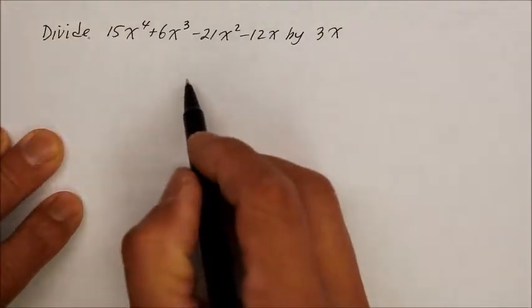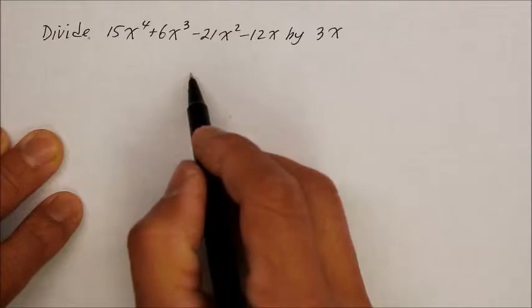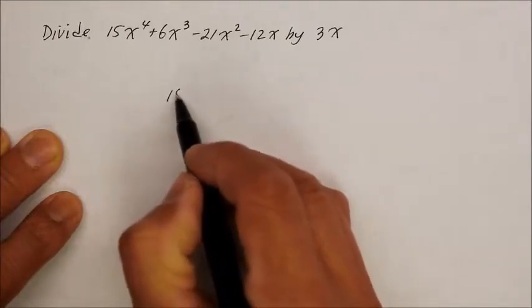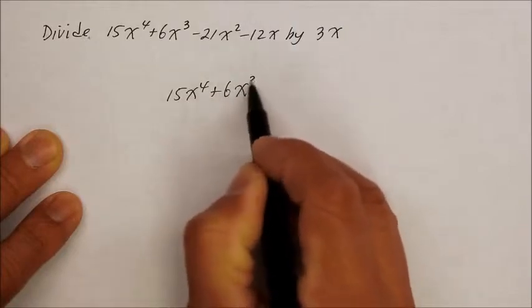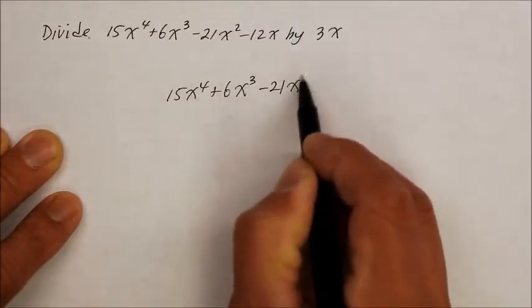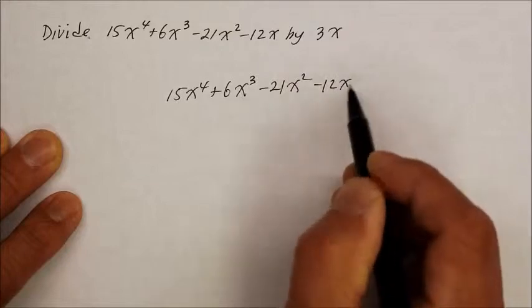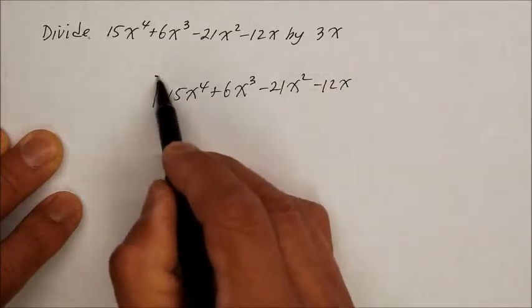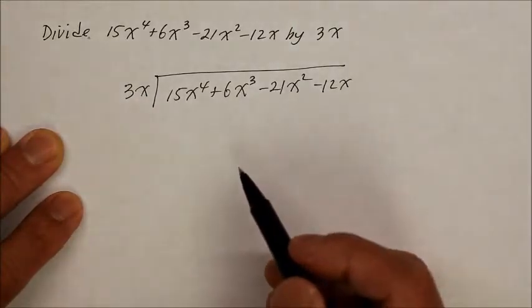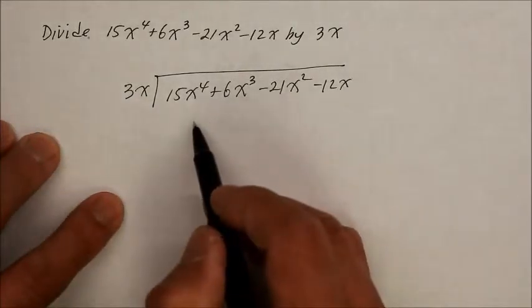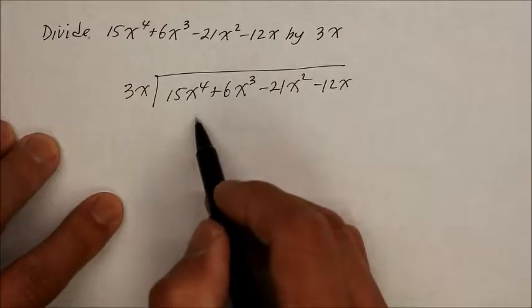So we're going to use the fourth grade arithmetic approach by writing that in a quotient form, 15x to the fourth plus 6x to the third minus 21x squared minus 12x. And we would like to divide that by a divisor, 3x.